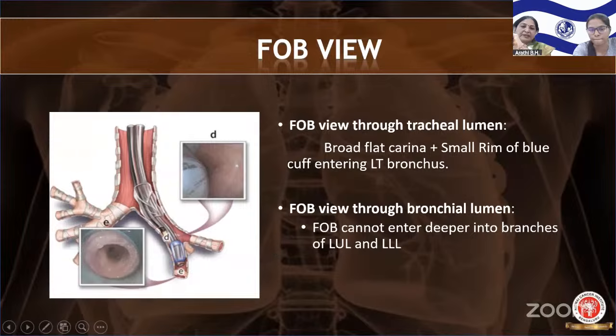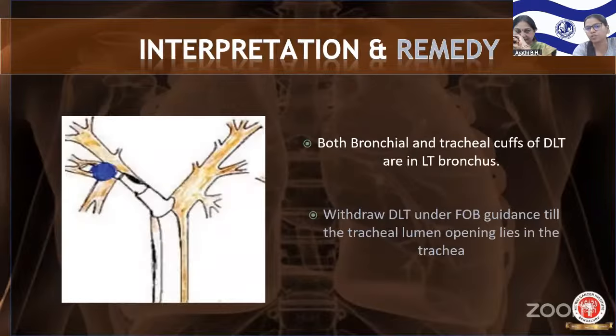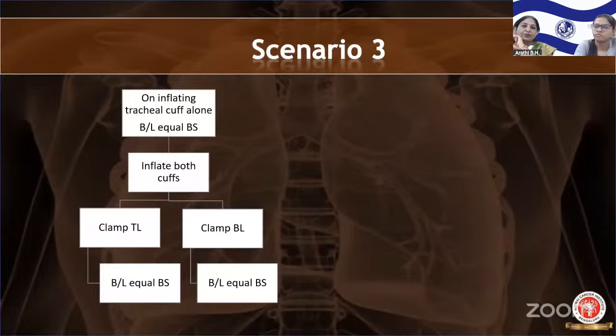Always we have to understand how to identify the two carinas. Primary carina is always sharp and secondary carina always looks blunt. That we have to remember. So in these scenarios, we have to withdraw the DLT under fiber optic guidance till the tracheal lumen opening lies in the trachea. Good.